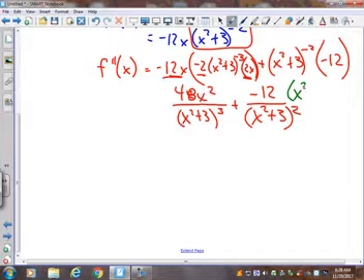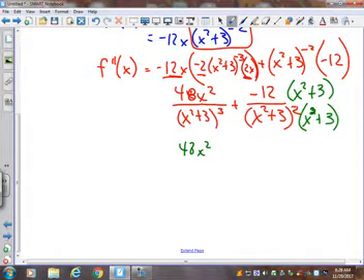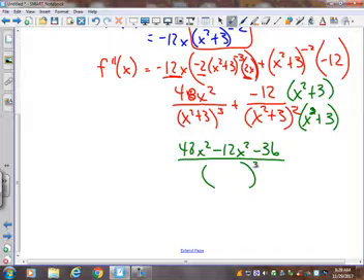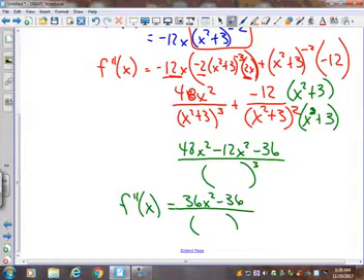Right, I need 1 more of these x squared plus 3's to make it cubed. So now I'm going to have 48x squared. I'm going to distribute that -12 and go minus 12x squared minus 36. And I have actually got like terms now I can put together. So the final answer to this derivative, the second derivative formula, is 36x squared minus 36 over something cubed.